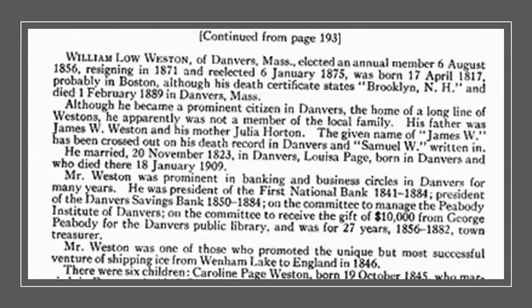Then there's one of my favorite ancestors, William Lowe Weston. He was an early member of the New England Historical and Genealogical Society. He died in 1889 in Danvers, Massachusetts. And in 1943, he had a memorial in the Register, which has a whole bunch of errors. And we're going to look at a couple of them.